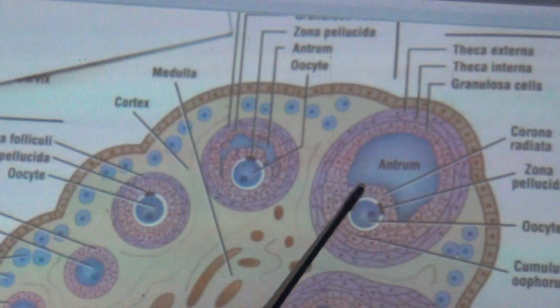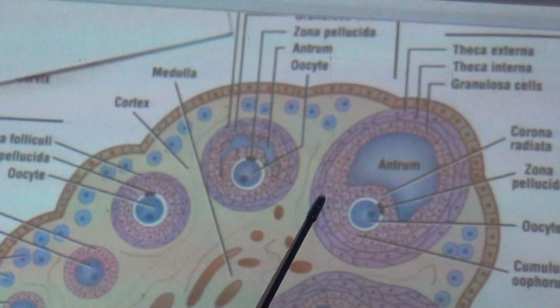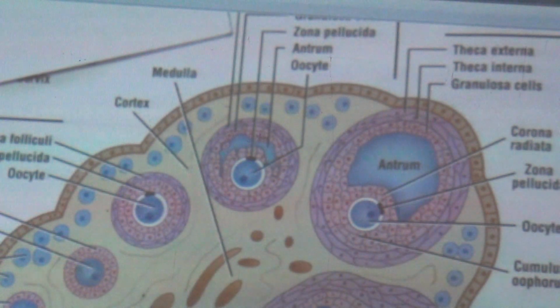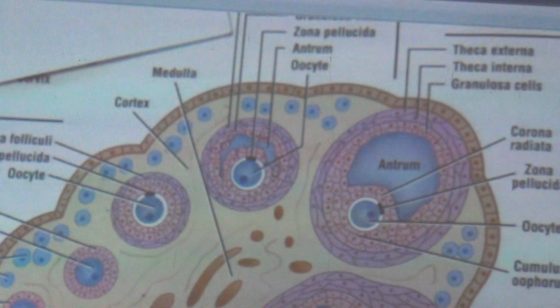In the next stage, this growing follicle increases in size. This one is the mature growing follicle called the Graafian follicle.